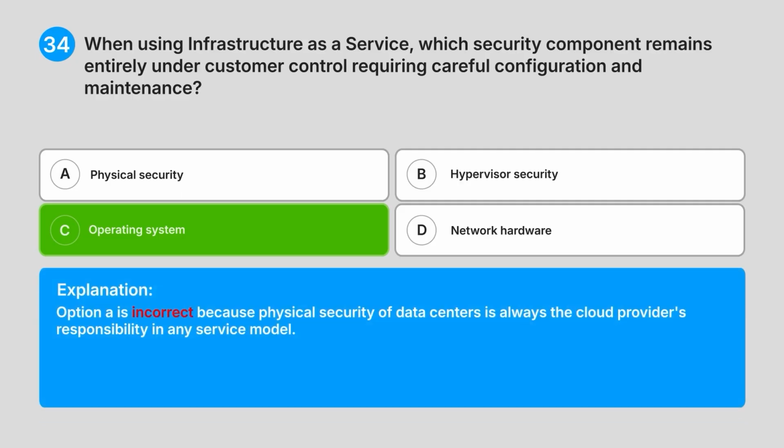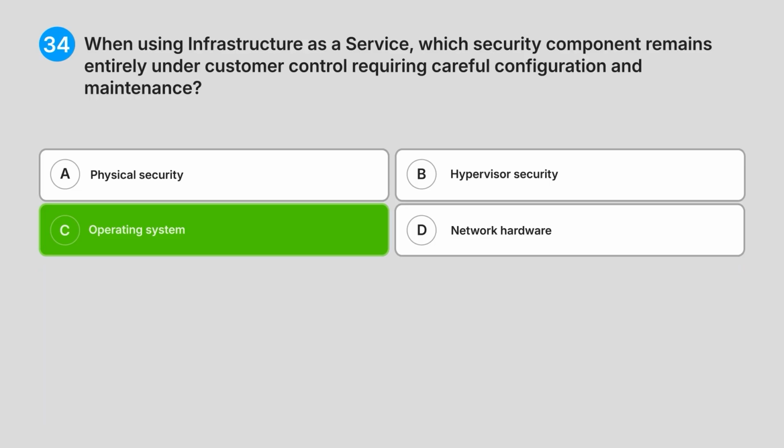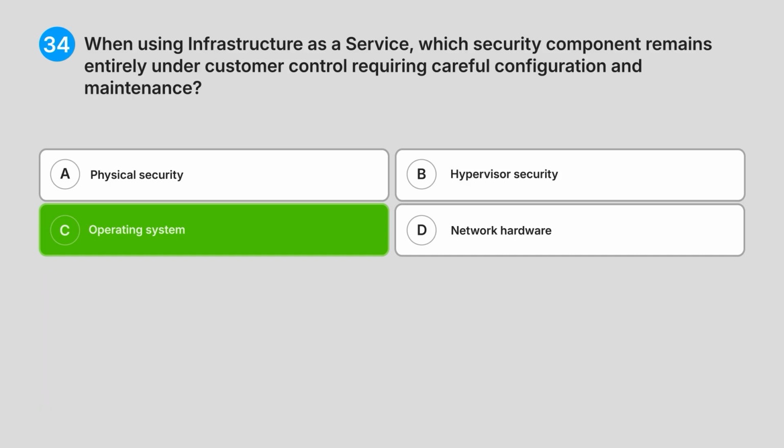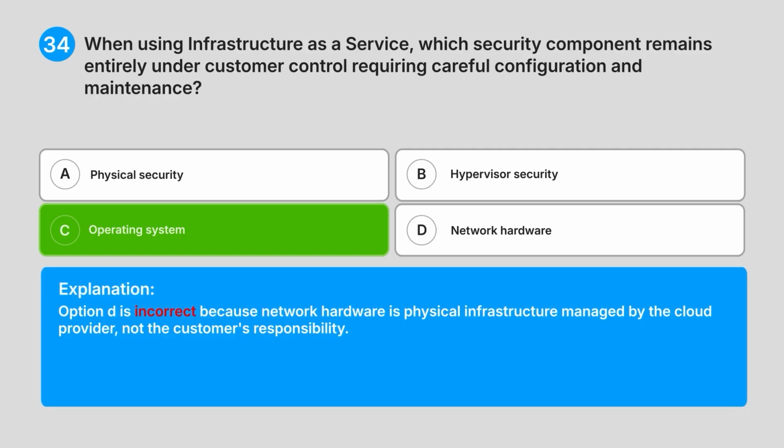Option A is incorrect because physical security of data centers is always the cloud provider's responsibility in any service model. Option B is incorrect because hypervisor security is managed by the cloud provider as part of the infrastructure layer. Option D is incorrect because network hardware is physical infrastructure managed by the cloud provider, not the customer's responsibility.